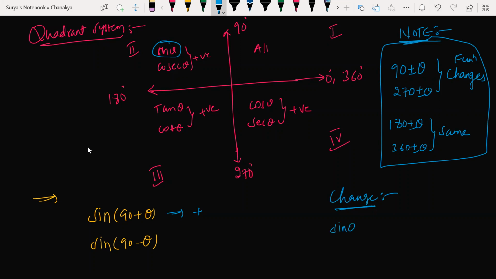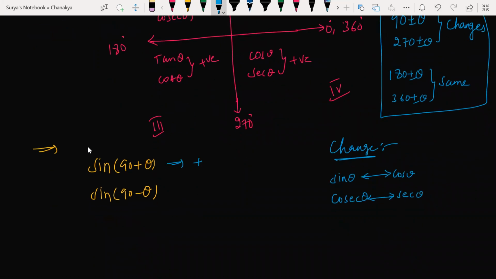The change will happen like this: sin theta changes to cos theta, and cos theta changes to sin theta. Cosecant theta changes to secant theta, and secant theta changes to cosecant theta. And tan theta changes to cot theta, and cot theta changes to tan theta. That is the meaning of this double arrow. The both-side arrow is nothing but vice versa. Sin changes to cos, cos changes to sin. Vice versa. Getting my point?